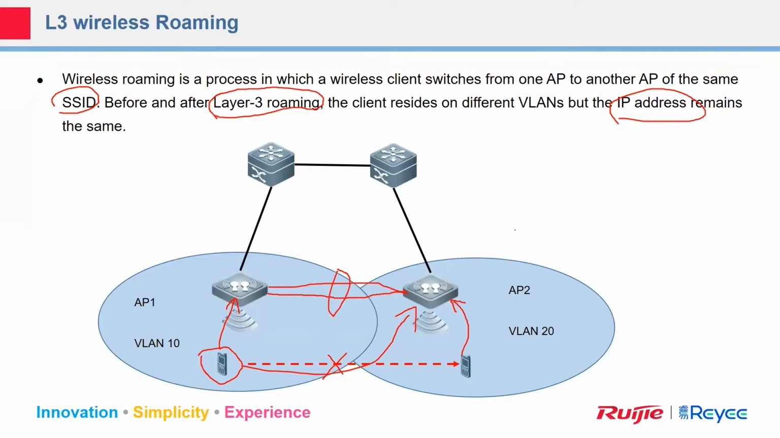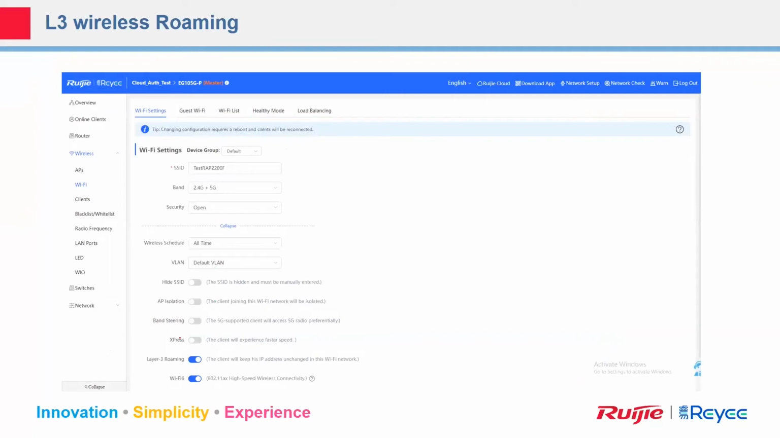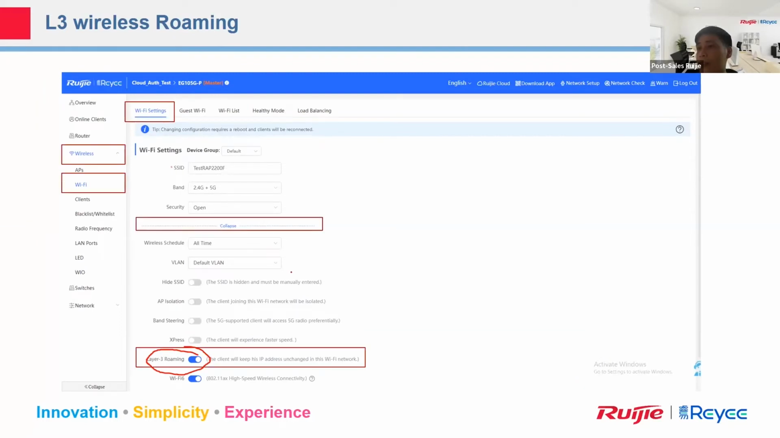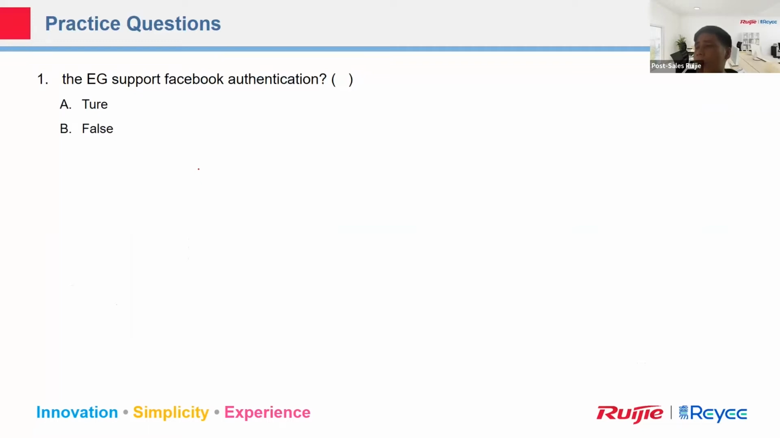Okay, let's continue. We need to enable layer 3 roaming here. And the practice question asked yesterday, Mr. Bakir explained about the captive portal on the e-gateway, right? So the question is, is Facebook authentication now available for the e-gateway or not? The answer is B, right? Now the e-gateway does not support Facebook authentication.